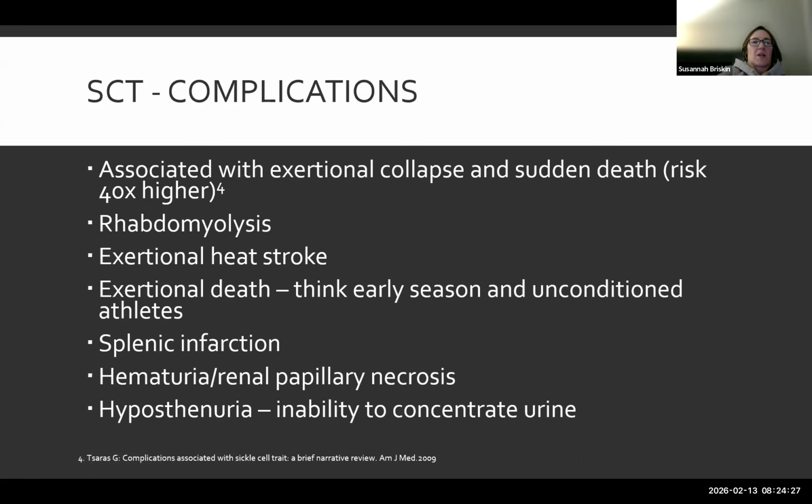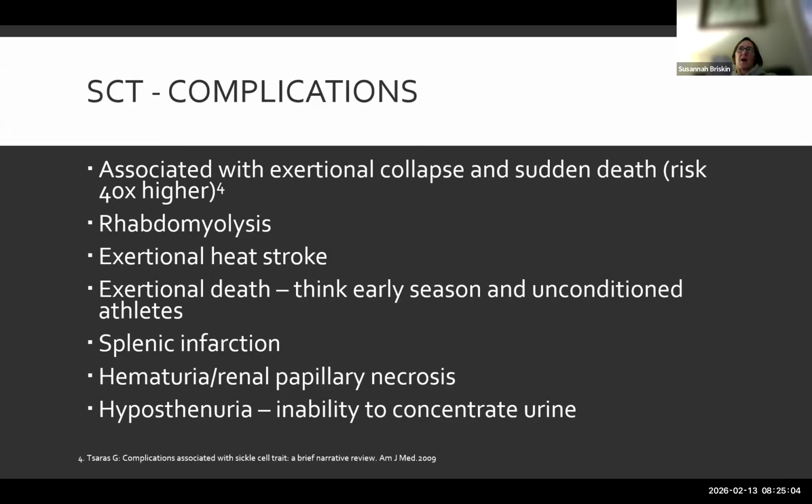In terms of sickle cell trait complications, like I said, it's associated with exertional collapse and sudden death. It results in rhabdomyolysis. So when these people collapse and they're having extreme pain in their extremities, that is something that should cross your mind right away. They can have exertional heat stroke, and then exertional death is most likely to happen early in the season in somebody who's poorly conditioned or is under high heat or in high altitude. So that's what you want to think about.